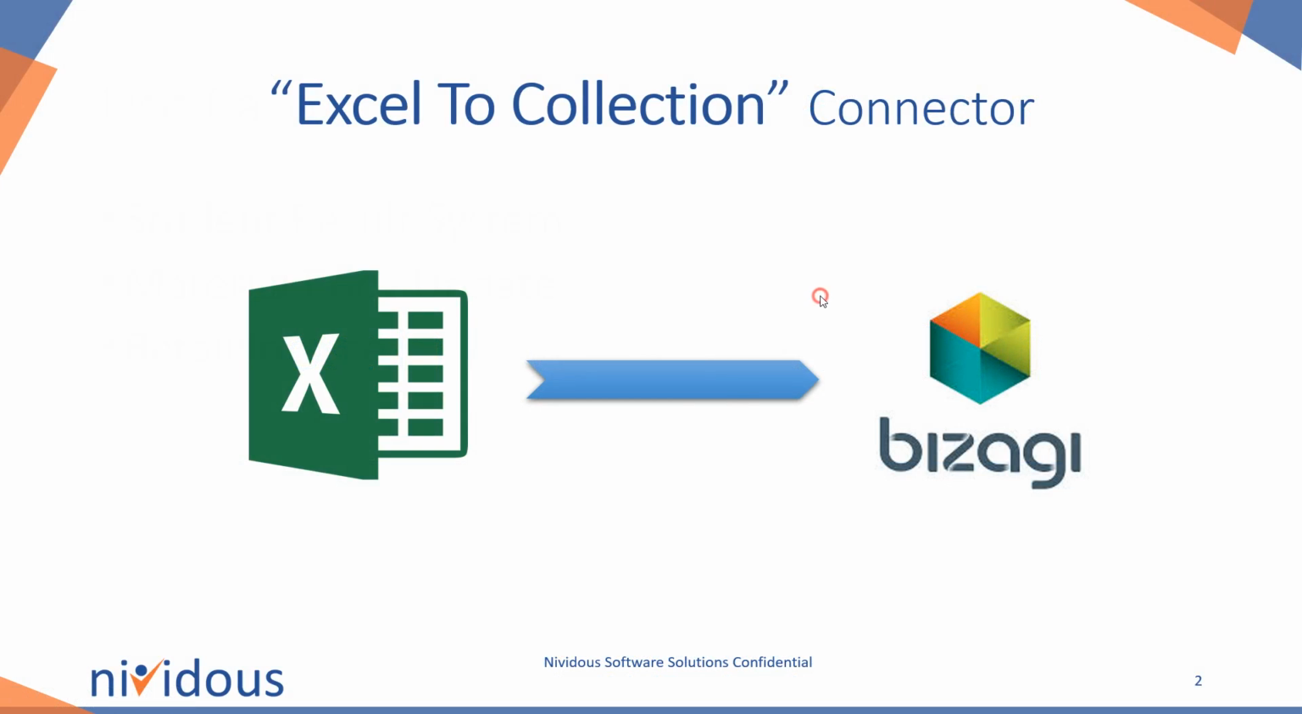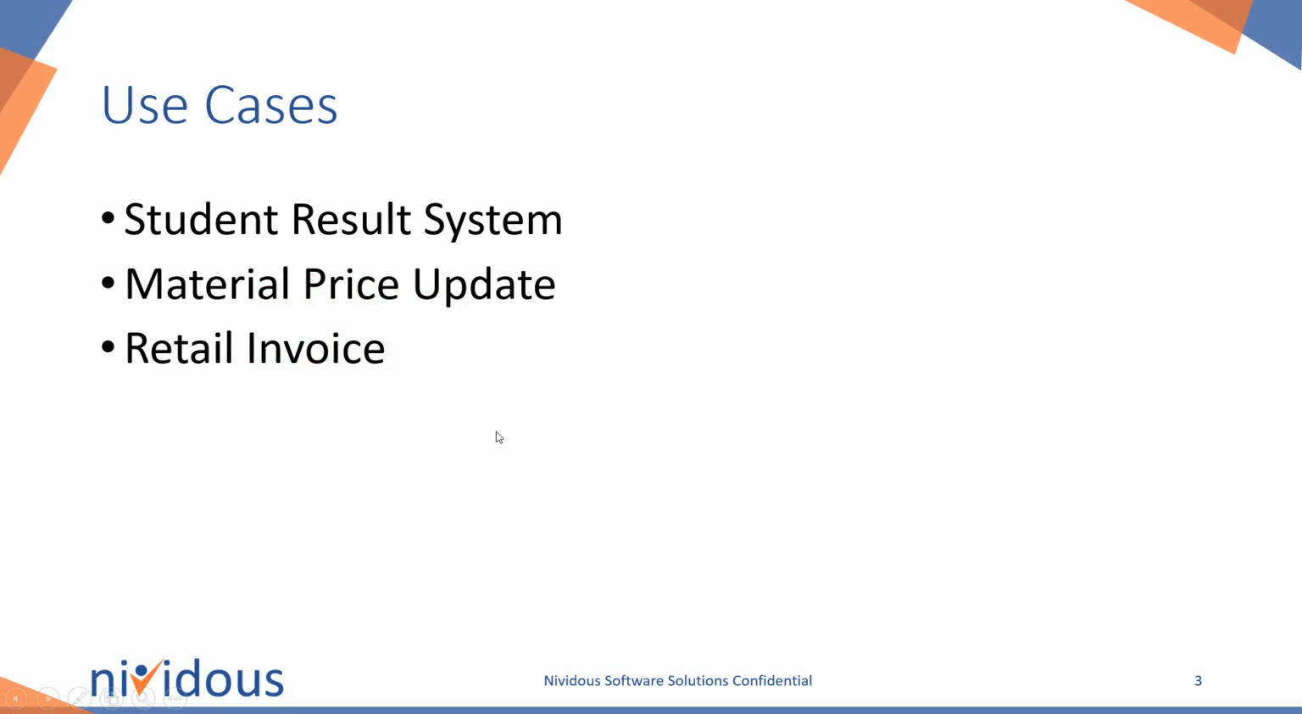Let's see a couple of examples. Student result system: if in a class there are 6 students and 5 subjects, then for each student, the user has to enter student information and marks of 5 subjects. To upload the results of all the students with their scores from an Excel sheet to Bizagi's result collection grid, this connector is very much useful.